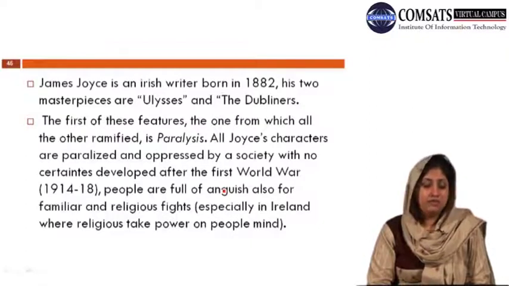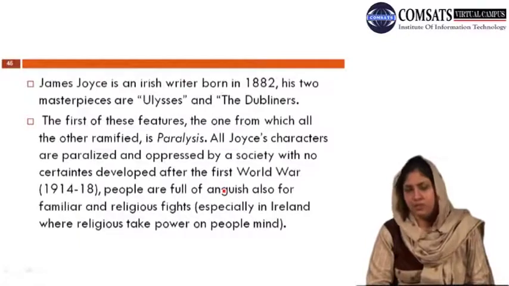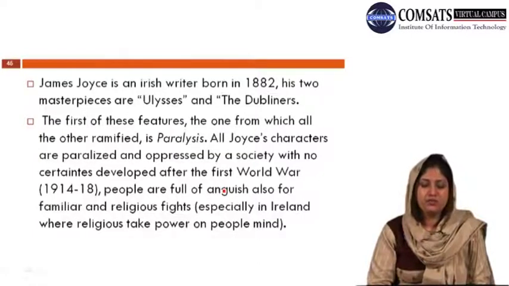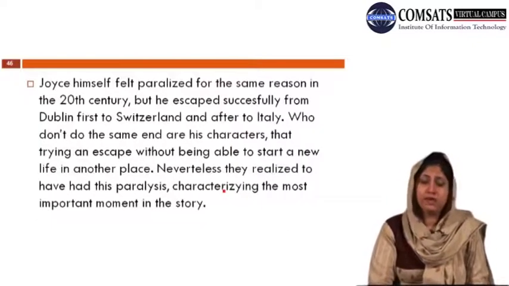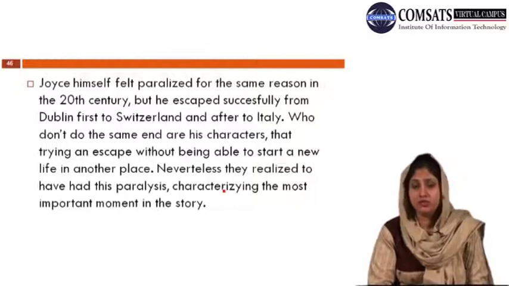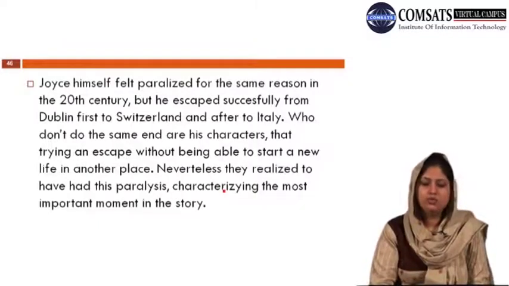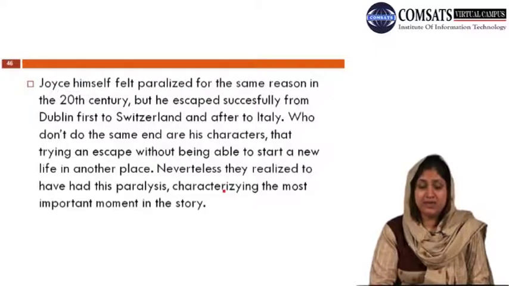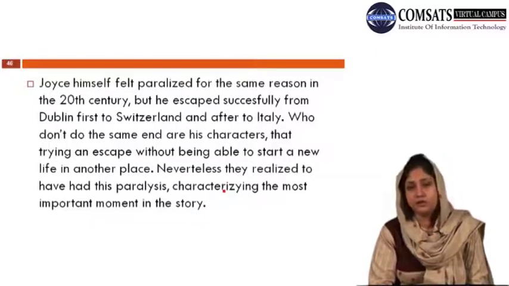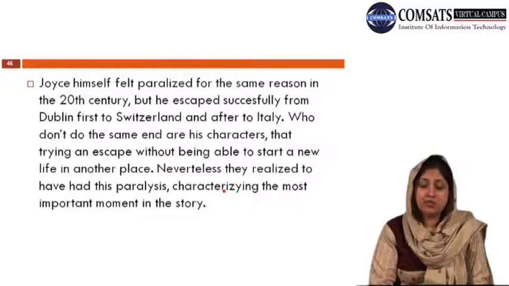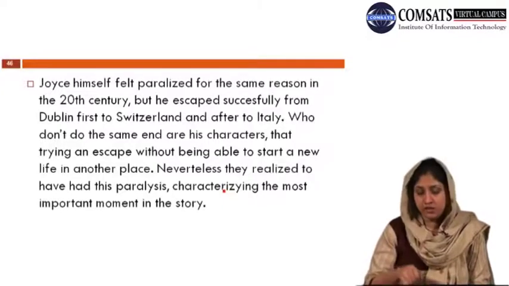certainties and no developments after the First World War, and you must have observed this in his writing of A Portrait. People are full of anguish, also because of familial and religious fights, especially in Ireland, where religion takes power over people's minds. Joyce himself felt paralyzed for the same reason in the 20th century, but he escaped successfully from Dublin, first to Switzerland and after to Italy. His characters do not do the same; they try to escape without being able to start a new life in another place. Nevertheless, they realize they have had this paralysis, characterizing the most important moment in his stories.